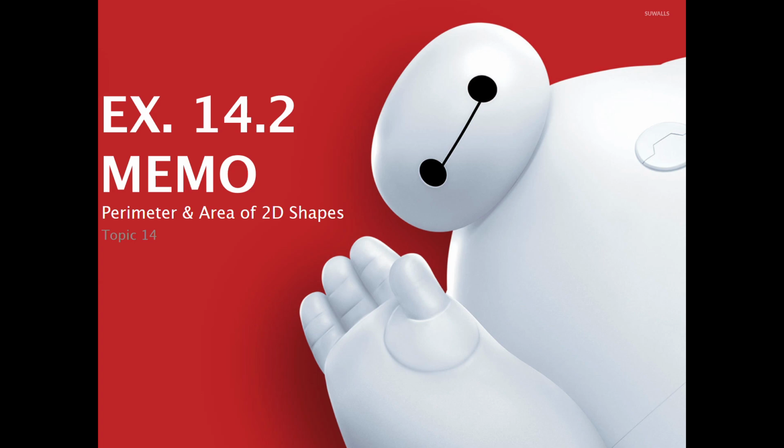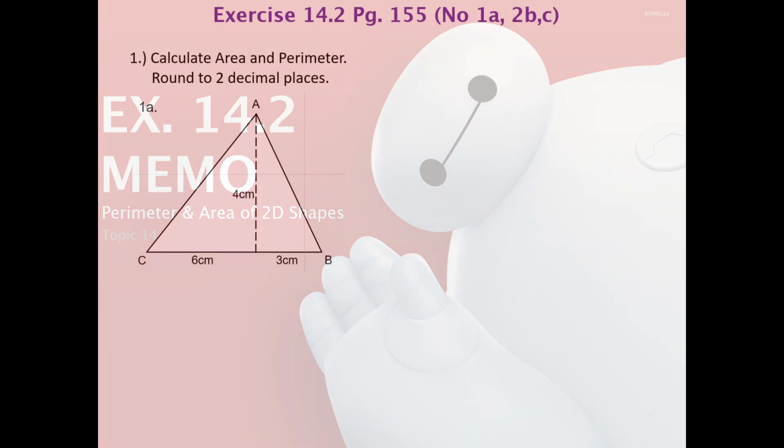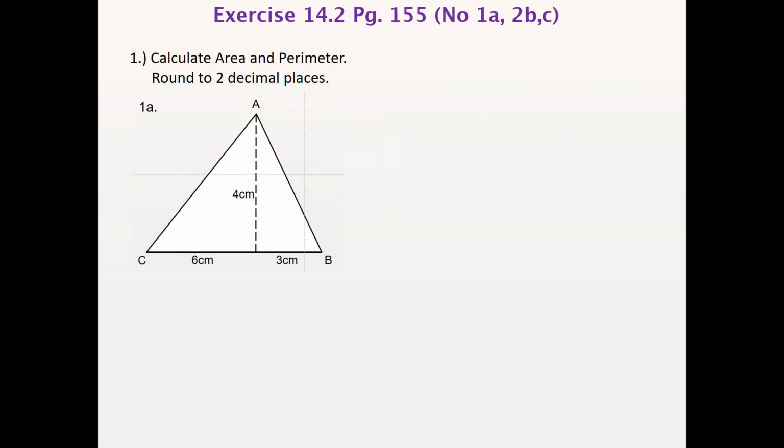Hi guys, in this video I'm just going to explain the memo for exercise 14.2 if there were any questions that you didn't understand. Alright, so exercise 14.2 1a asked you to calculate the area and perimeter of this triangle and round off your answers to 2 decimal places.